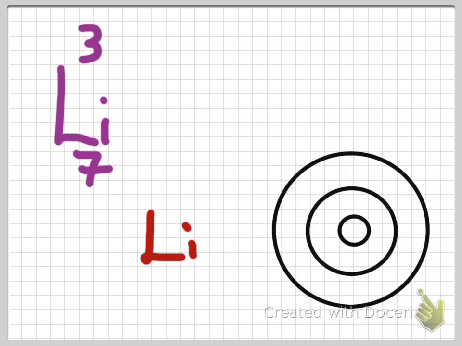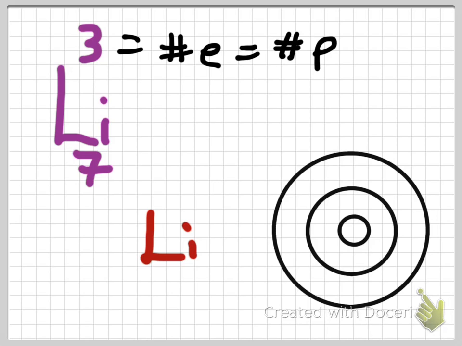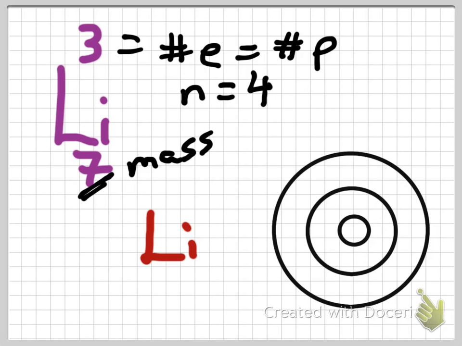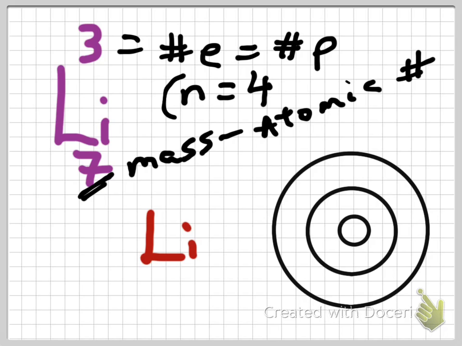Lithium, once again, that equals the number of electrons equals the number of protons. We are putting the electrons on the Bohr diagram, but let me give you the number of neutrons. For lithium, you would have 4. Okay, why? Because you subtract that one, which is the mass, minus the atomic number, to get neutrons.